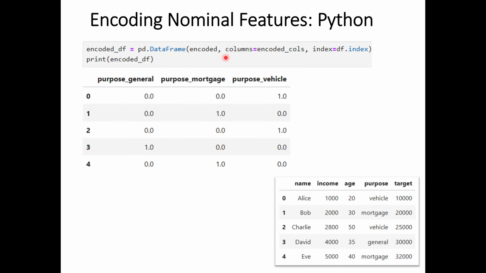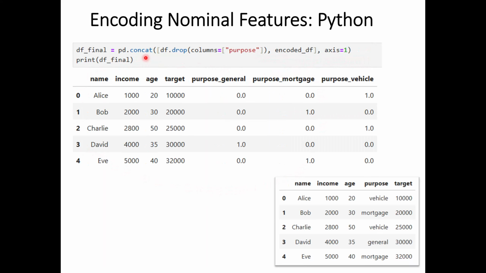Then we can convert the binary matrix of new features into a data frame with corresponding column names. Note that we use the indexes from the original data frame. And finally, we combine the original data frame with the new one, dropping the nominal feature purpose. In the resulting dataset, we have 3 new binary features corresponding to the one-hot encoding of the purpose feature.